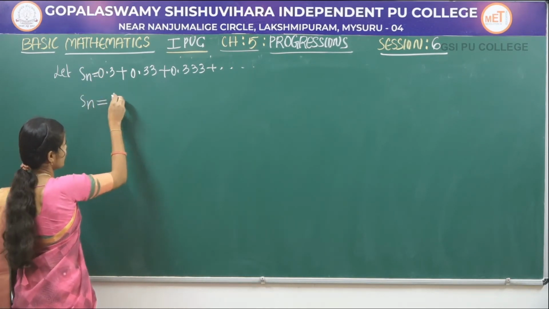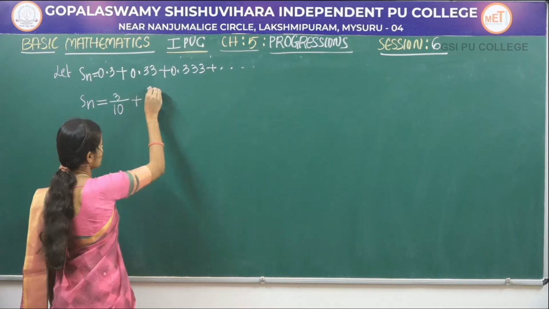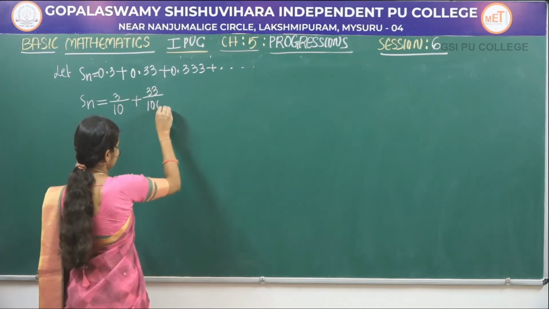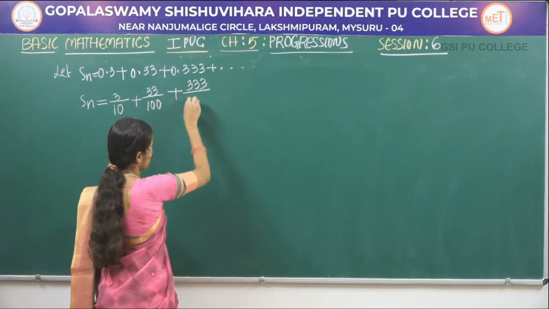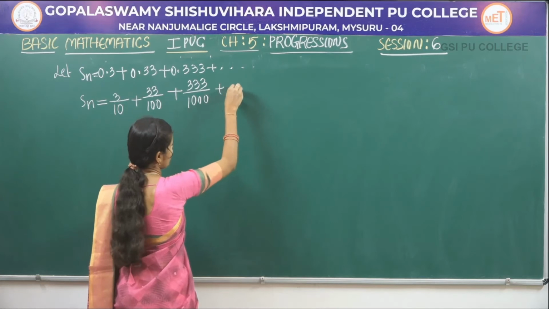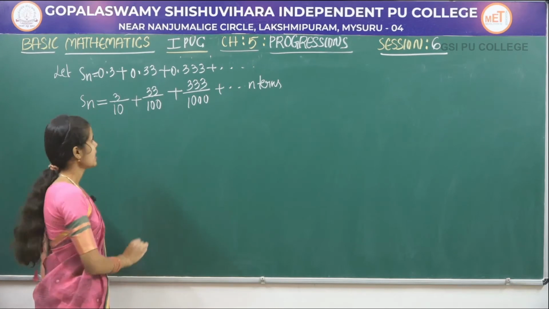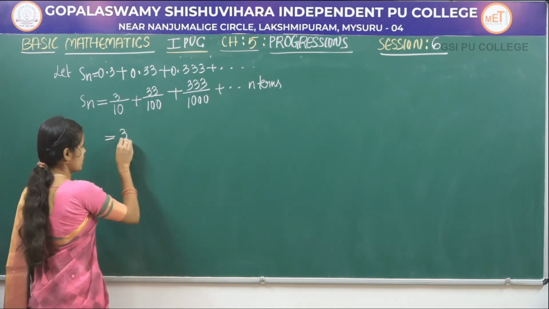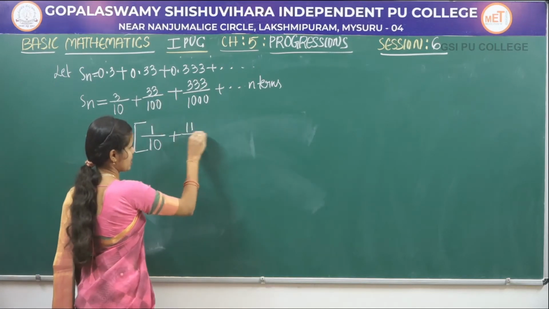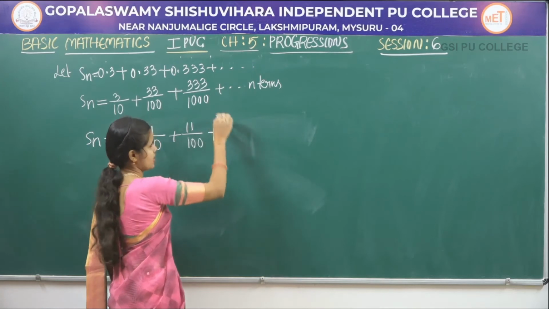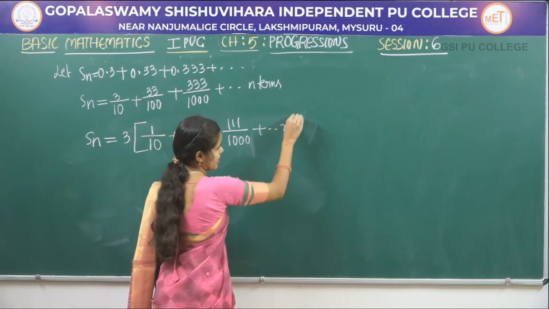So 0.3 can be written as 3 by 10. 0.33 can be written as 33 divided by 100. 0.333 can be written as 333 divided by 1000, up to n terms. We want the sum of n terms. So now take out 3 as the common term here. The remaining terms are 1 by 10 plus 11 by 100 plus 111 by 1000 up to n terms.